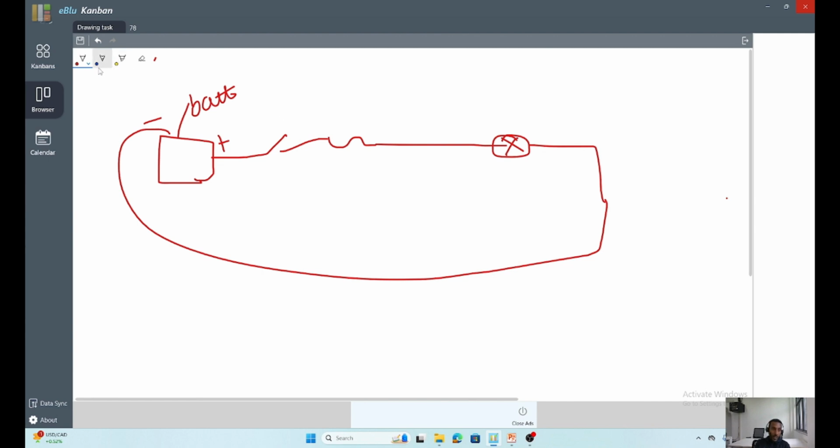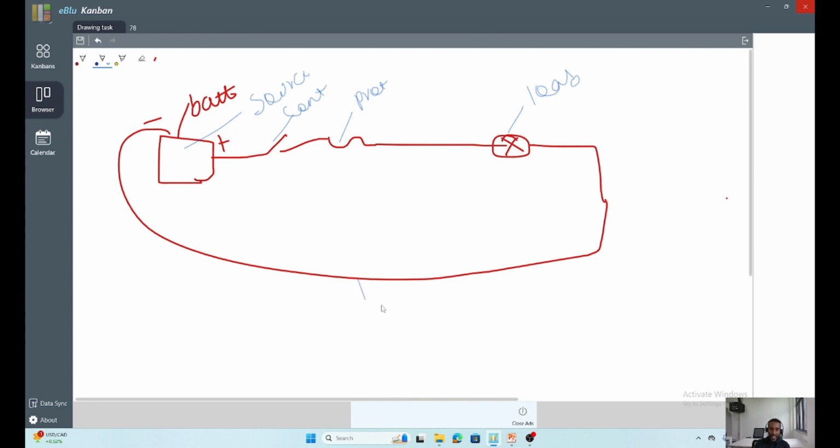Now, if you consider this one to be the source of energy, and this the controlling device, then this will be the protective device, and then this one will be the load, or we can say the actuator part.